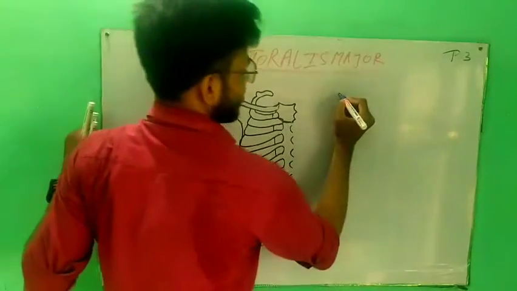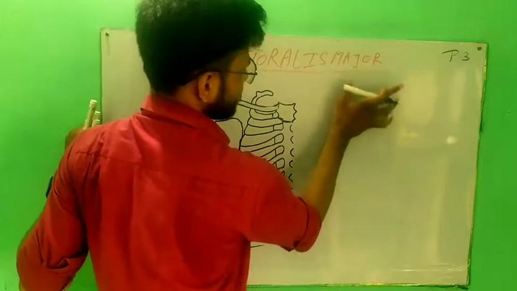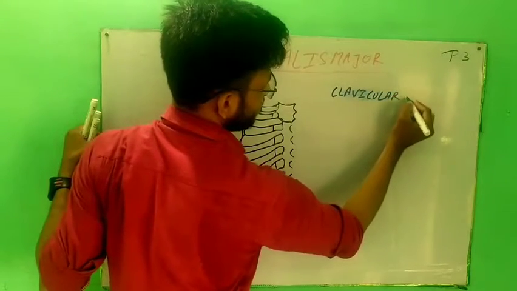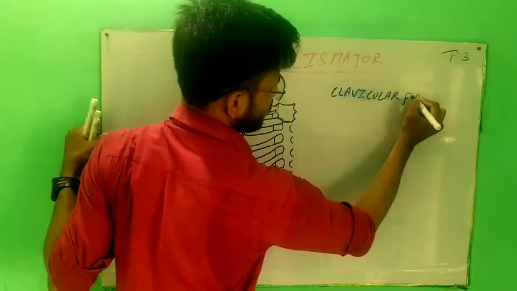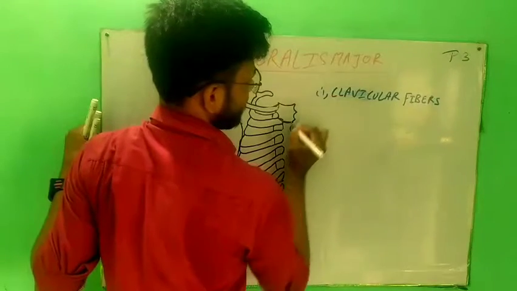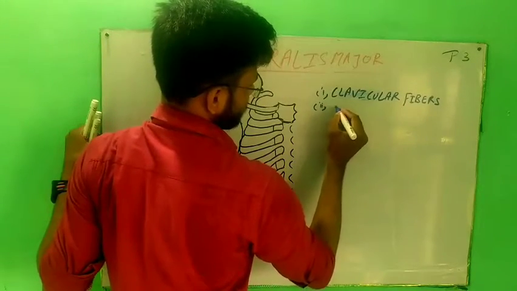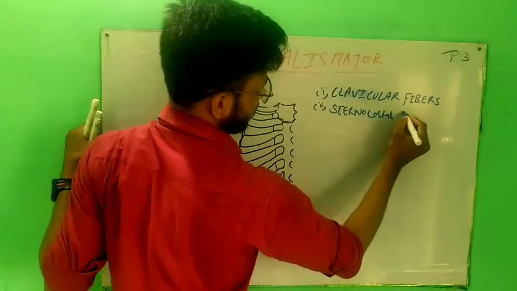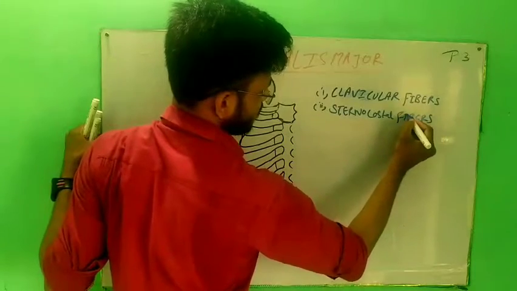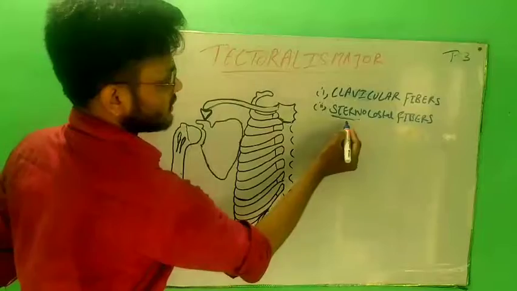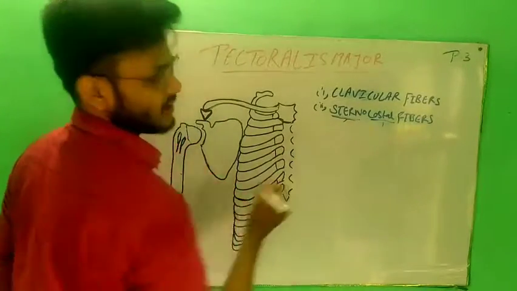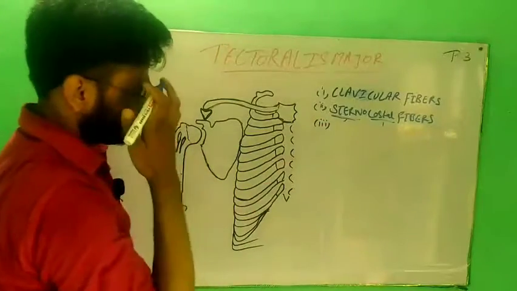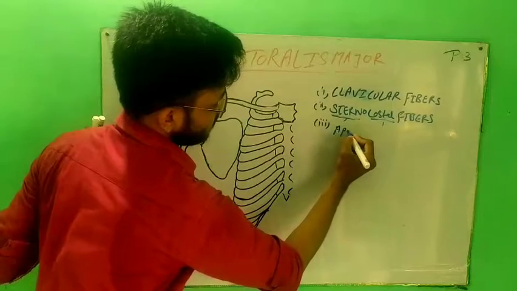Firstly, the pectoralis major muscle has clavicular fibers, and second, sternocostal fibers. Sternocostal means the fibers that arise from the sternum, and costal means they also arise from the ribs. Those fibers are called sternocostal fibers. And the third fibers arise from the aponeurosis. That's why they are called aponeurotic fibers.